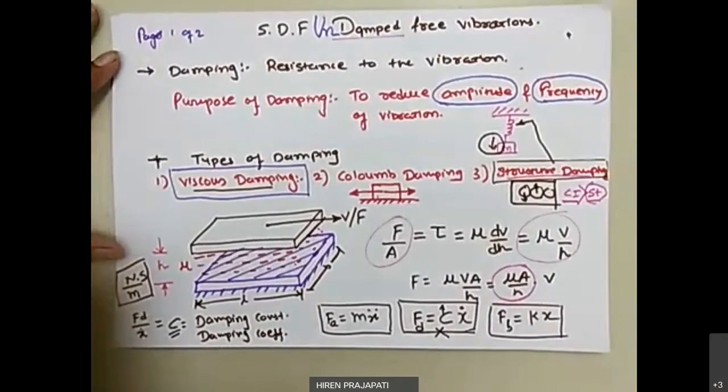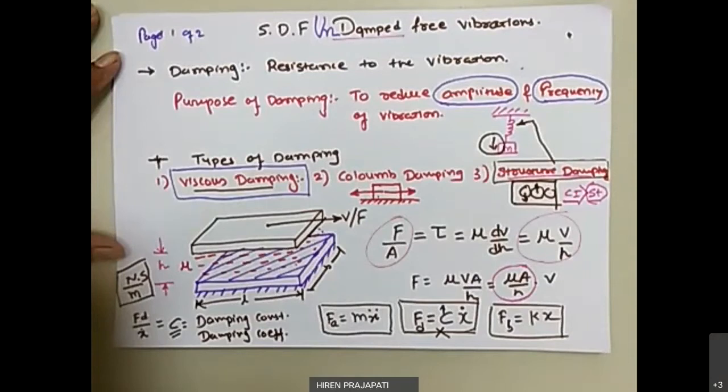So if we summarize our previous lecture, in the previous session we introduced damping in the spring mass system. The purpose of damping is to resist the vibratory motion. Due to the presence of damping, in any mechanical system, we get a reduction in the amplitude of vibration and natural frequency. This is the significance of damping in any mechanical system, right?